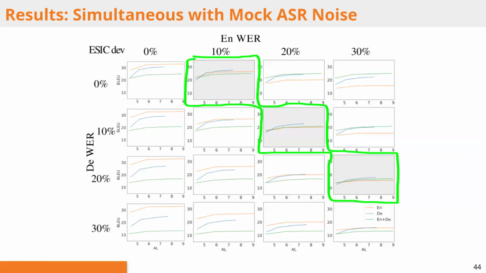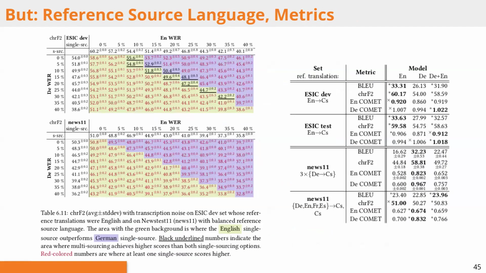And then we adapted the model for simultaneous mode using the streaming approach and the local agreement streaming policy. And we can also see that here on the diagonal, where the blue line is above the two others, the multi-sourcing system is better than the two single-sourcing ones. But I didn't say that the multi-sourcing model is better, but that it achieves higher BLEU scores.